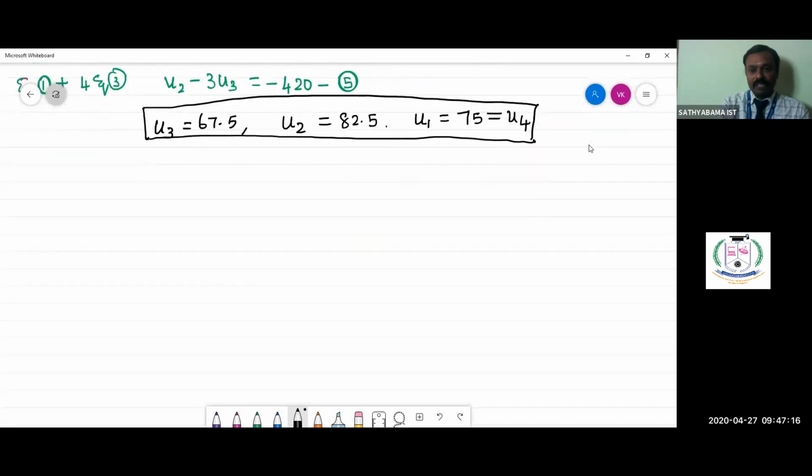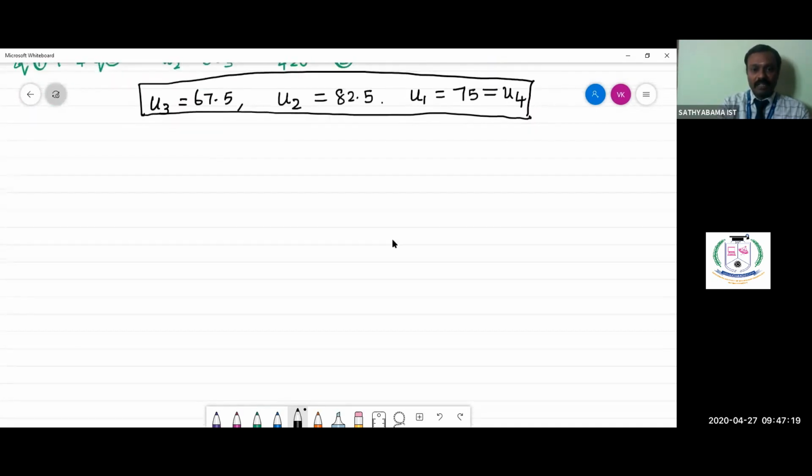Hope you are familiar with solving the linear equations. Now let's do one more problem on the Poisson equation.